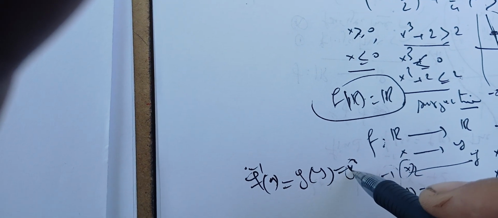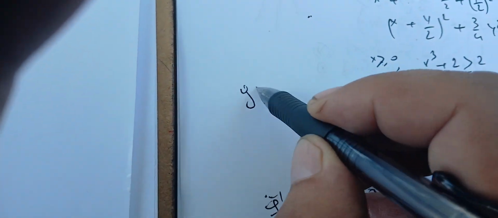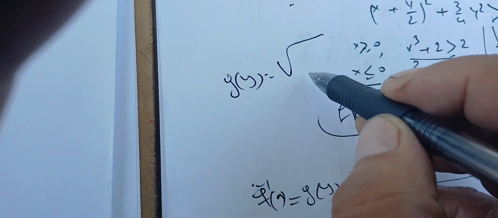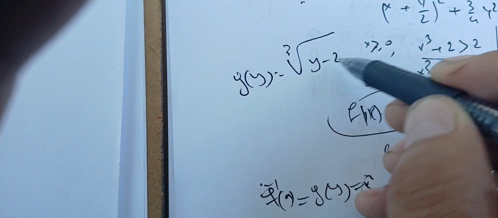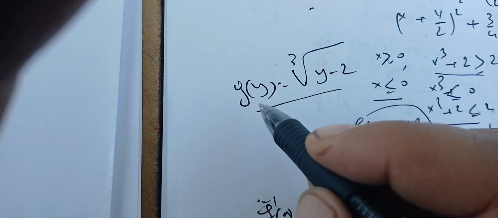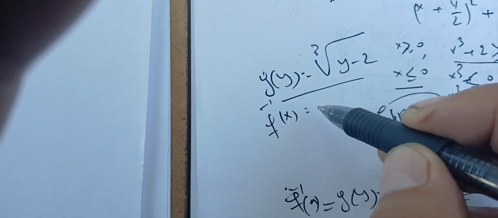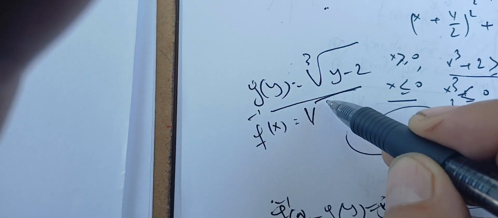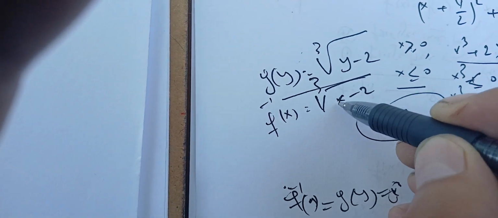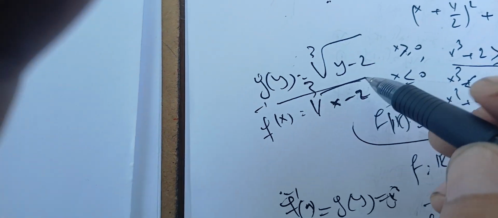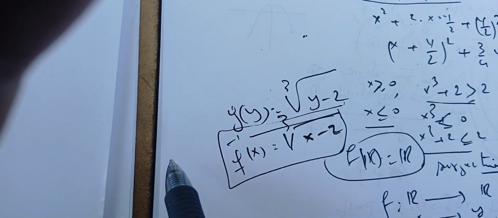We switch back again when we put y as x here. So this gives us g of y is the cubed root of y minus 2. And we switch again, y to x. This gives us f inverse of x is just the cubed root of x minus 2. Okay, so this is our inverse function.